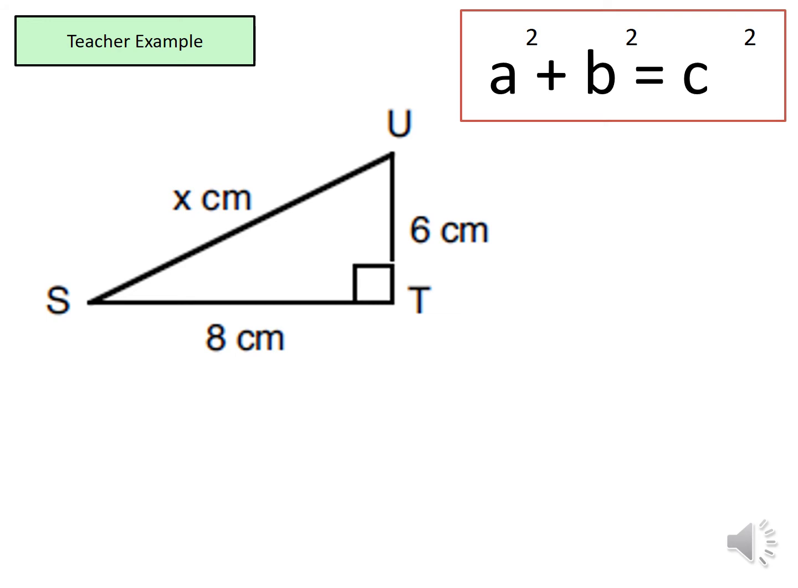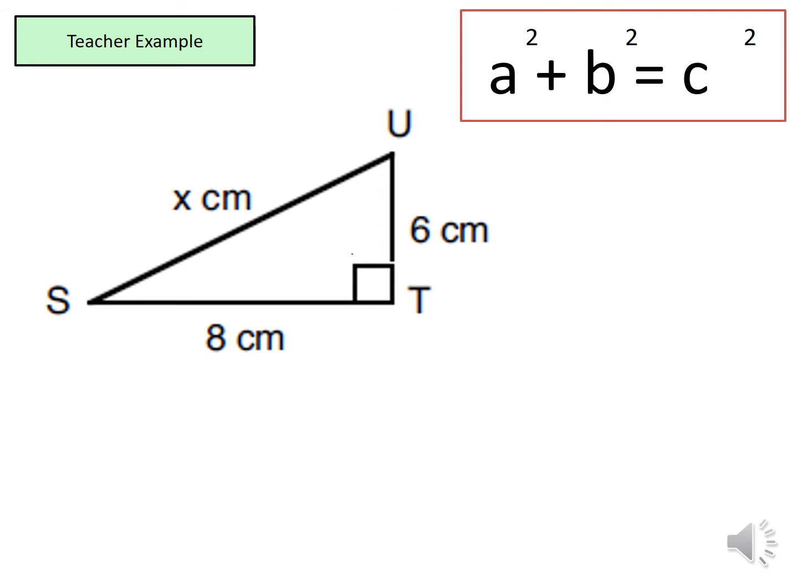Okay, this week's topic is using Pythagoras theorem to work out the longest side in a right angled triangle. Okay, so the formula is a squared plus b squared equals c squared. Okay, and I need to substitute my values in to work out the side that I am missing.